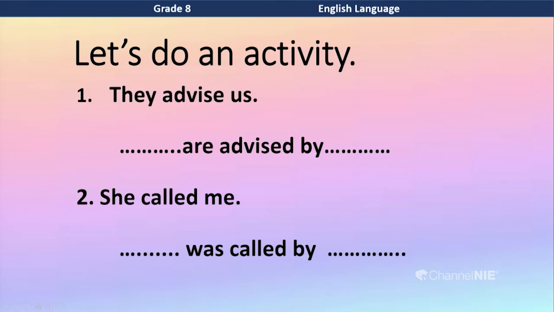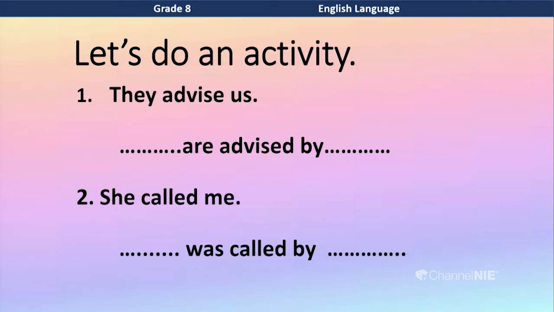Right. Let's do an activity. Miss Chamari, can you read the sentence? They advise us. Okay, there's a sentence. They advise us. And I can see there are two pronouns in this sentence. What are the two pronouns, miss? They and us. They and us, yes. So, they is a subject pronoun and us is an object pronoun.